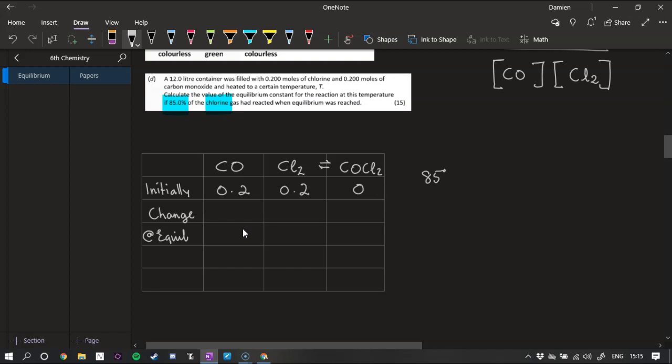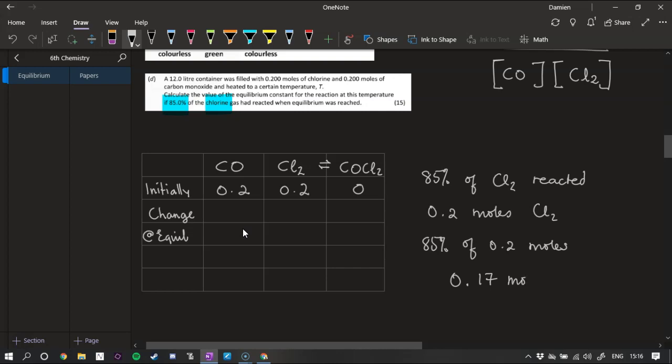So over here, 85% of the chlorine gas reacted. Now if you initially had 0.2 moles of Cl2, then you're going to get 85% of that. So 85% of 0.2 moles is going to give you 0.17 moles. So remember, this is what reacted. So at equilibrium, you have lost 0.17. You can write it like this, minus 0.17, that's how much you're losing. And if you lose 0.17, then of course you're going to end up with 0.03.